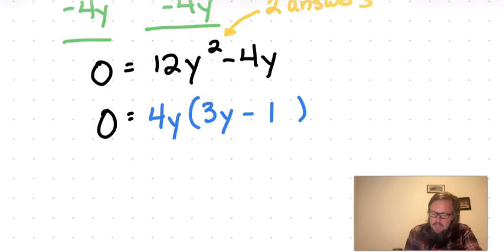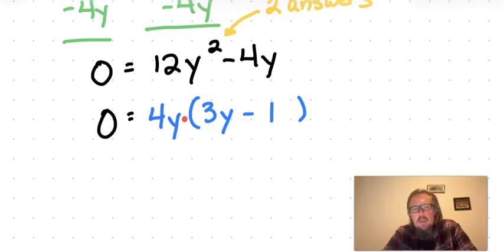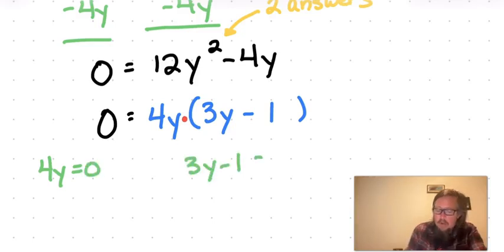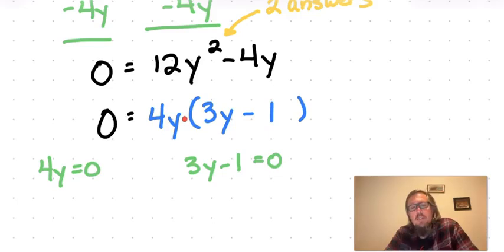Here's what this is saying. 4y times (3y - 1) is 12y² - 4y, and it's saying that equals 0. So 4y is 0, or 3y - 1 is 0, because when we multiply two things together and get 0, one of them has to be 0. So either 4y = 0, or 3y - 1 = 0. And we need both of those. Both of those are correct answers.